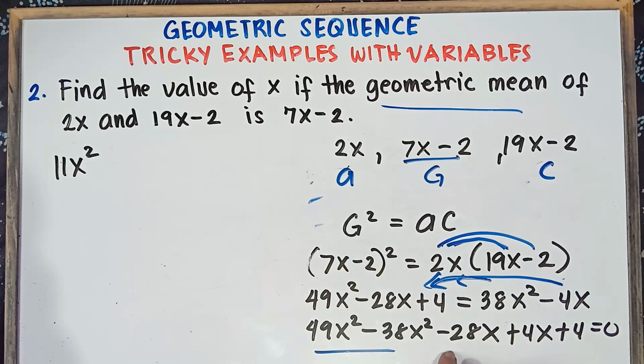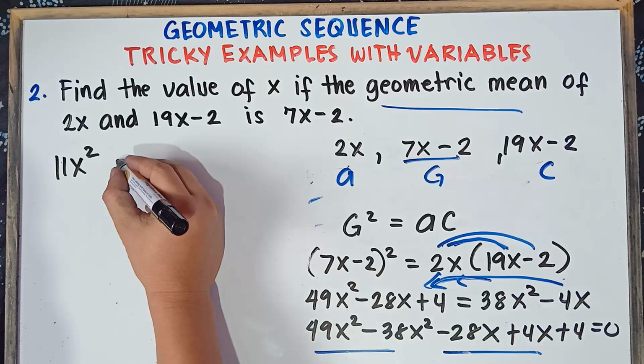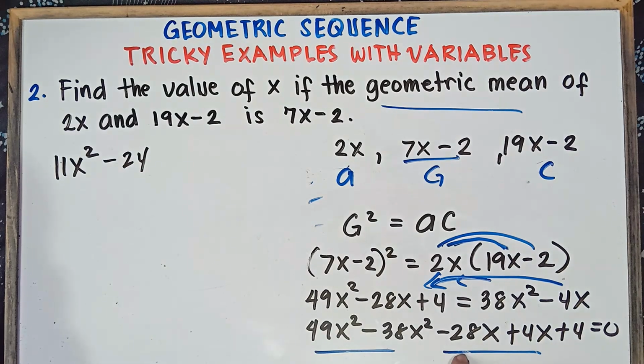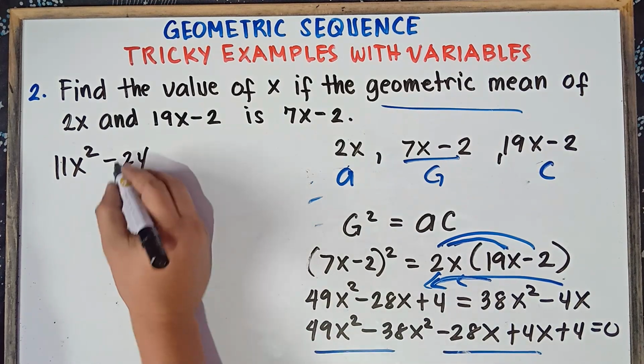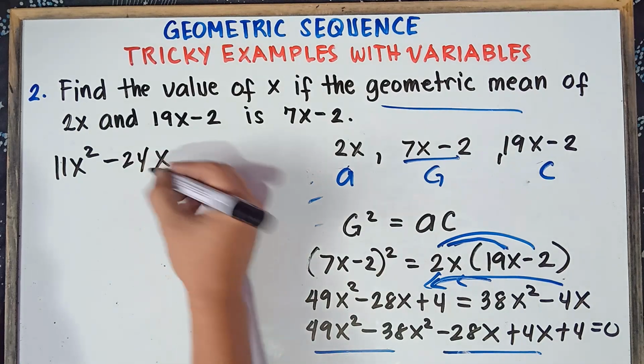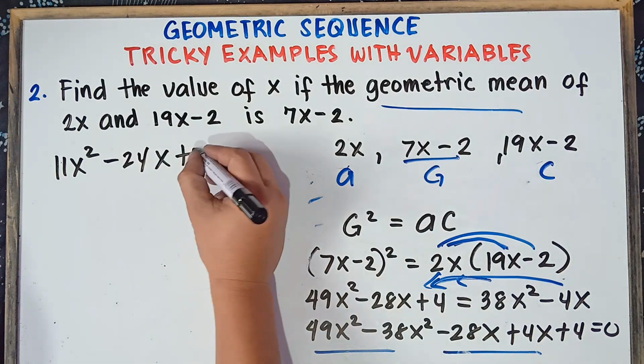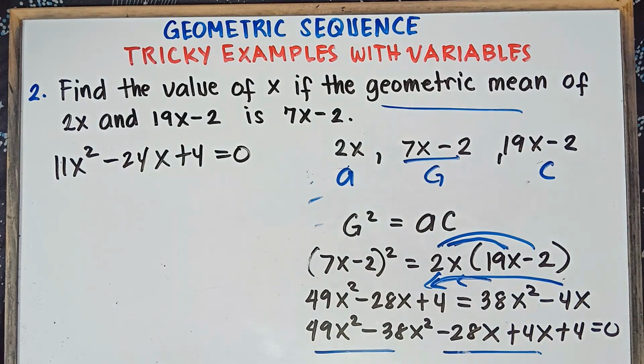Alright, and then negative 28x combined with positive 4x. If the signs are not the same, subtract: 28 minus 4, that would be 24. Now 28 is greater than 4, so we copy the sign of 28. That would be negative 24. Simply copy x and then copy positive 4 equals 0.